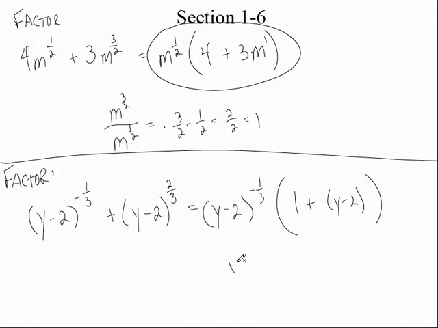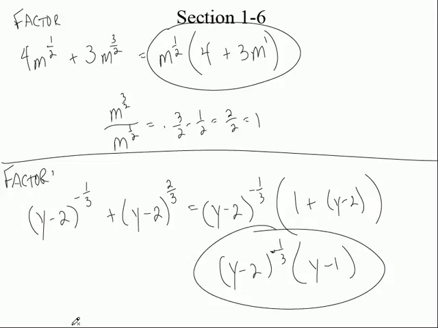Now, we can simplify it a little bit. We can go 1 minus 2 to the negative 1/3. It's supposed to be negative 1/3. This is going to be what? Y minus 1. Everybody see that? Because 1 minus 2 is negative 1, and that's your answer right there. That's it.